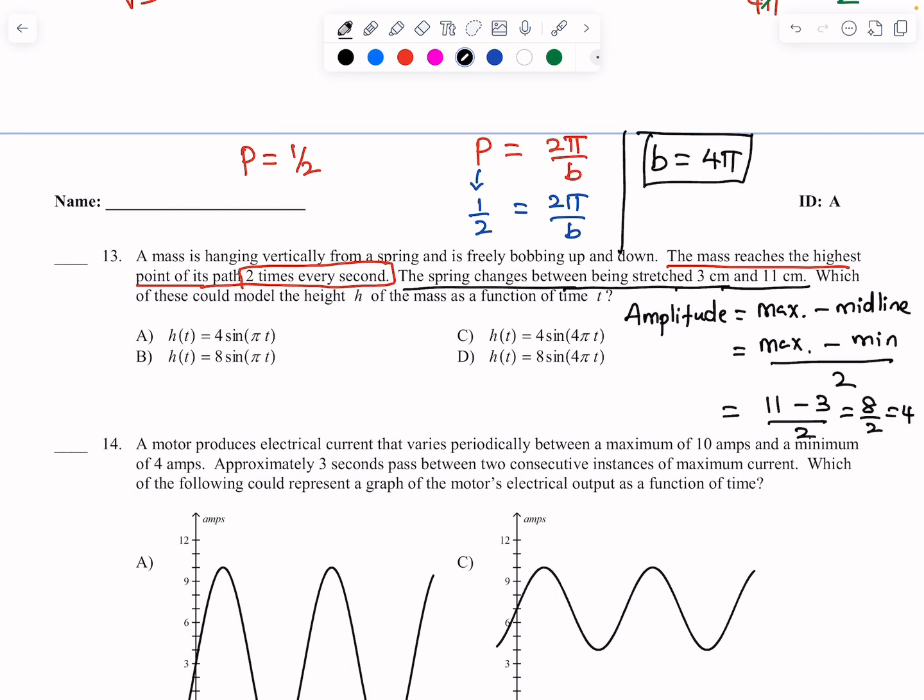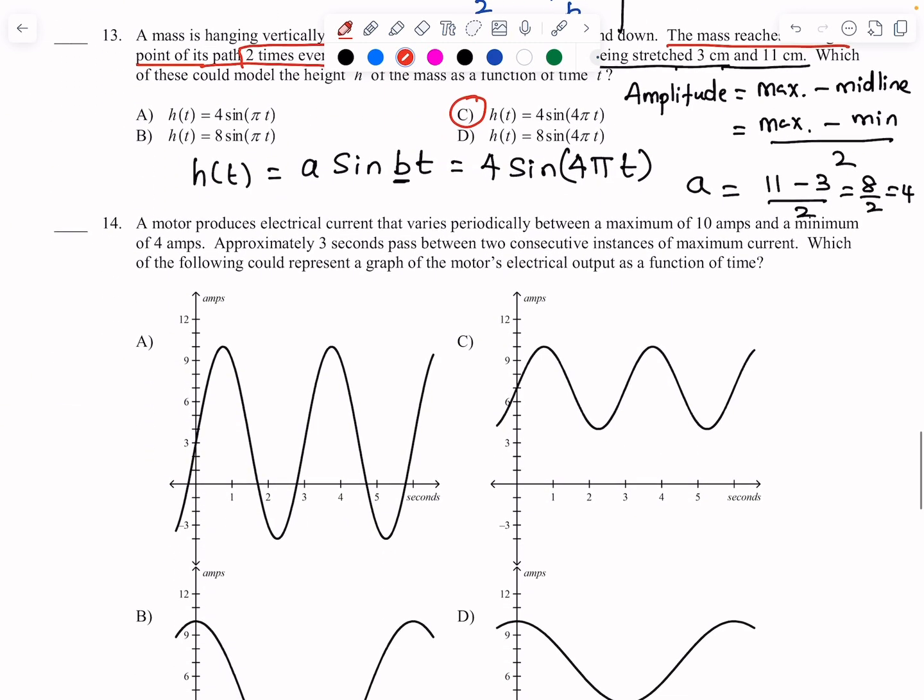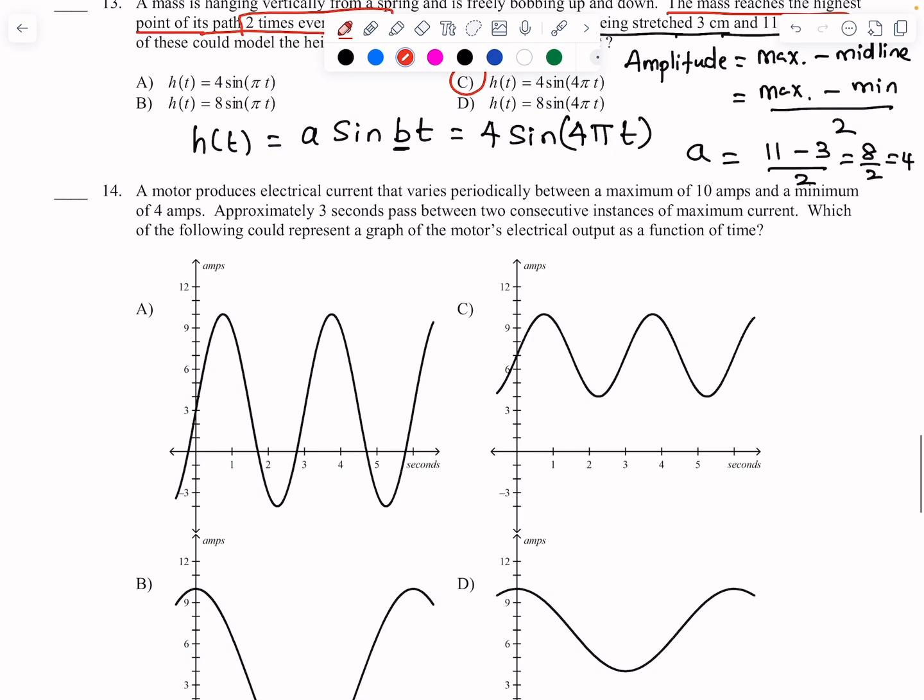So, and then in this case now, how am I going to write this? Of course, all the options are sine functions, right? So if you look at it, first one will be a sine of b t. So if you write this correctly, your a is 4, then you have your sine. Now what is my b? My b is 4 pi, and then multiply by t. And what option is that? That option is going to be option C. Option C. Now let's go to question 14.